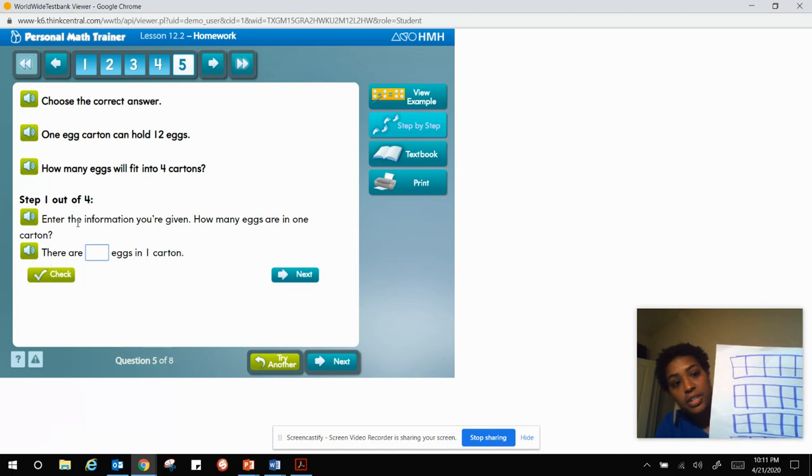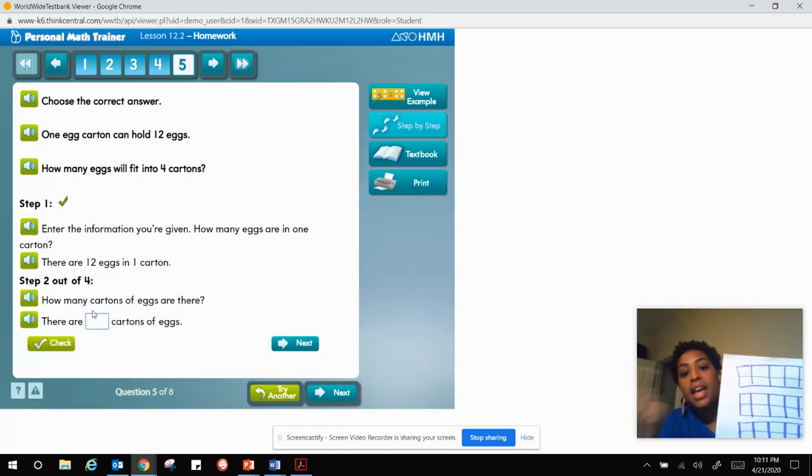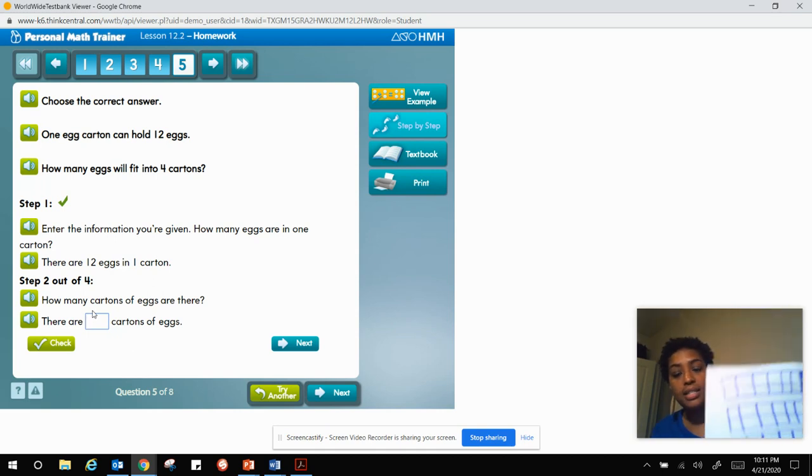So it says, enter the information you're given. How many eggs are in 1 carton? Well, there are 12 eggs in 1 carton. You can check it to see if you're correct, and then it moves on and gives you the second step.